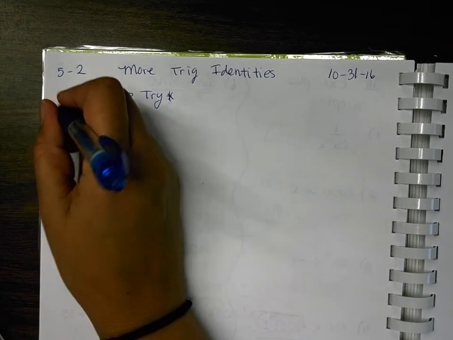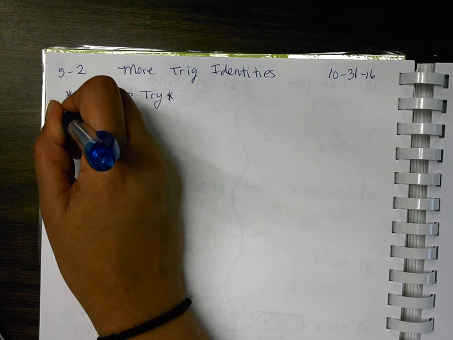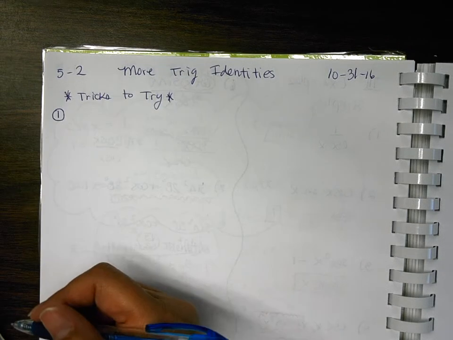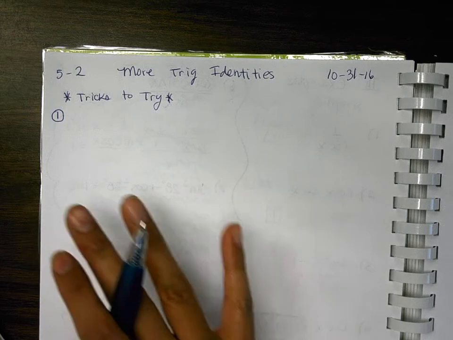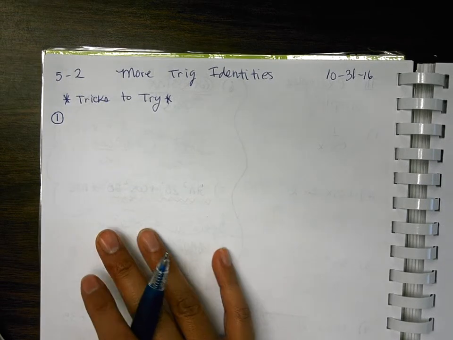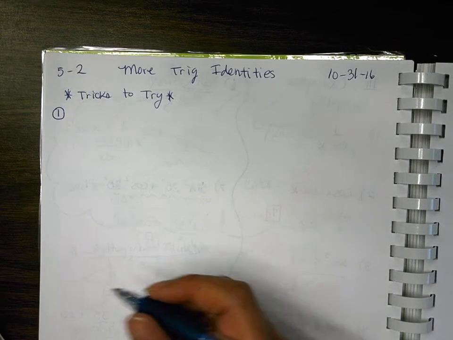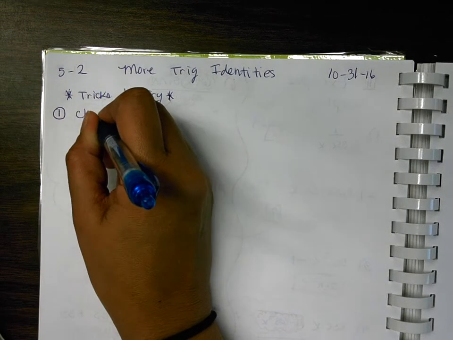Tricks to try. These tricks to try are in no particular order. You're not going to ever use all of them, and you're not going to use them in this particular order. You're going to have to look around and see what you can use for the particular problem you are on. First one.